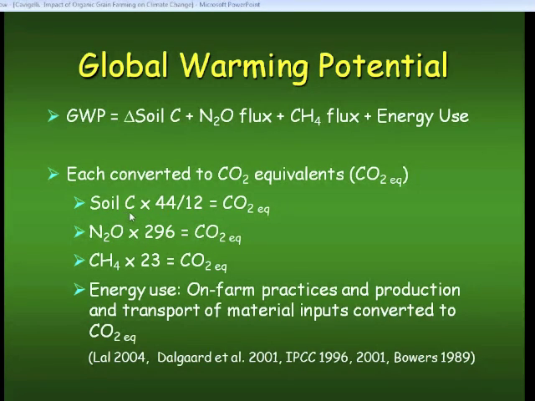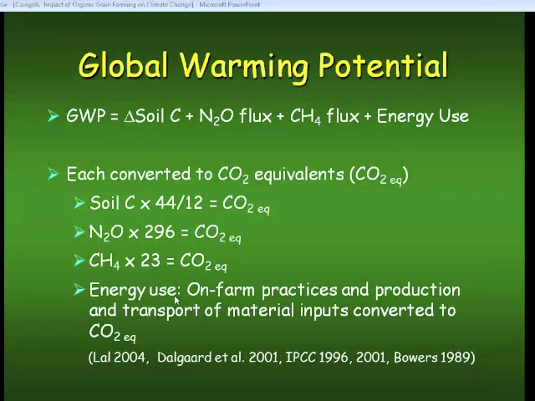In this case, for soil carbon, when we measure soil carbon, we need to multiply by this factor to get CO2 equivalents. That's just accounting for the fact that CO2 has two oxygen molecules. Soil carbon doesn't have those oxygen molecules. Nitrous oxide, as I mentioned, is 298 times. I forgot to update this. The IPCC has updated this to 298 instead of 296, but it's a fairly close number there. Almost 300 times as powerful a chemical as CO2, and methane multiplied by 25. Again, I have not updated that, but it's about the same, in the same ballpark.